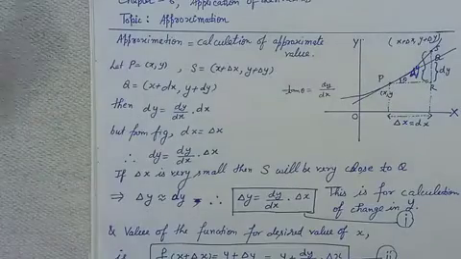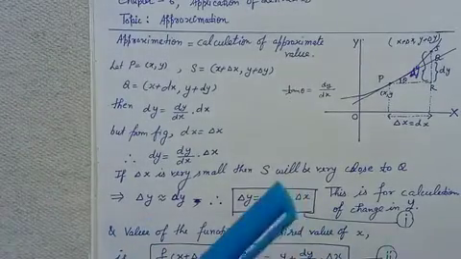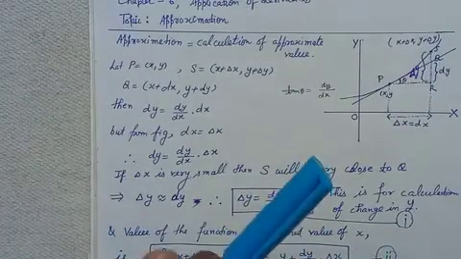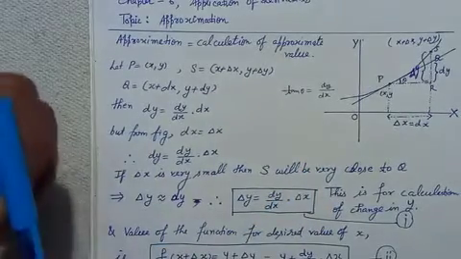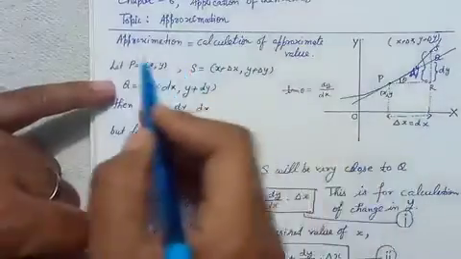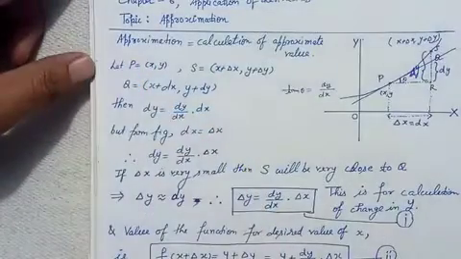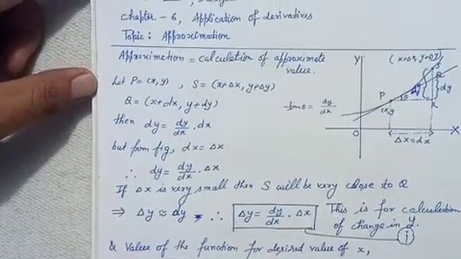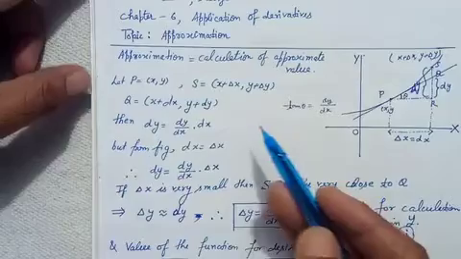The topic of this video is approximation. After watching this video, you will be able to solve questions of NCERT textbook exercise 6.4. First, we should know the meaning of approximation. Approximation means calculation of approximate value.